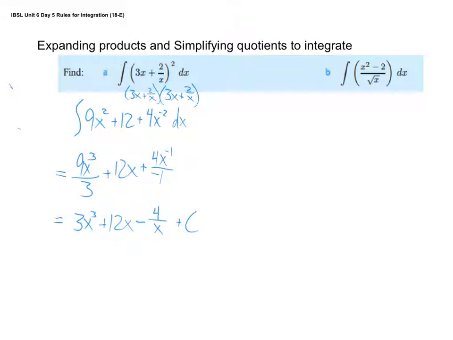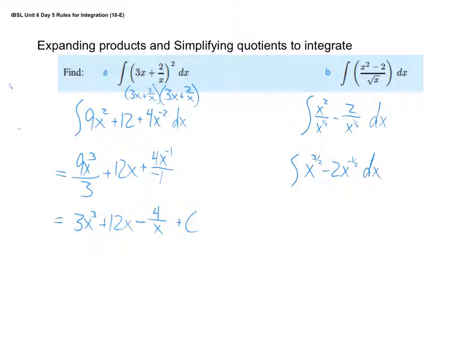Now, when we're working with this second one, notice that it has a monomial in the denominator. If it had a binomial, we would kind of be stuck here. So, thankfully we have a monomial. We have x squared over x to the 1/2 minus 2 over x to the 1/2 dx. Okay? What is x squared over x to the 1/2? x to the 3/2. x to the 3/2 minus 2x to the negative 1/2.